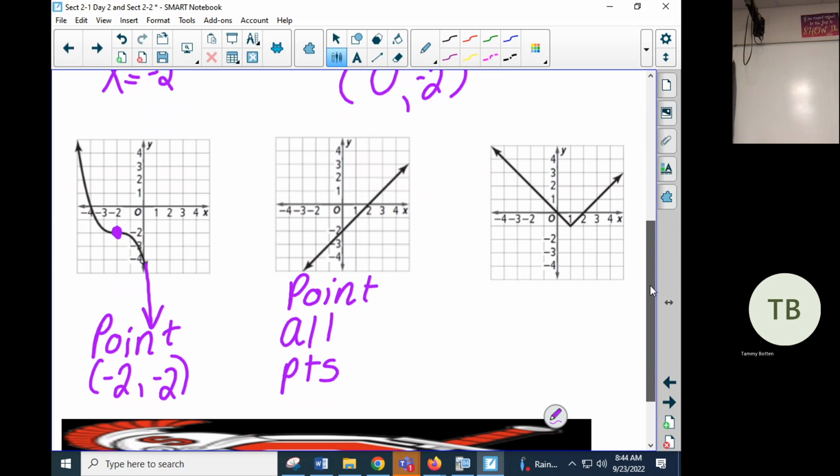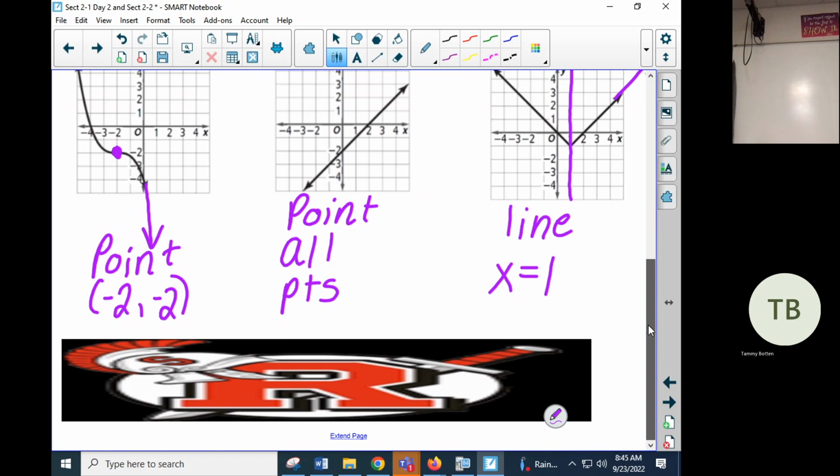What do you guys think of this one? Envision this keep going. Would it have line or point? Line. And what line would that be at? X equals 1. Did you guys think the points part was hard?